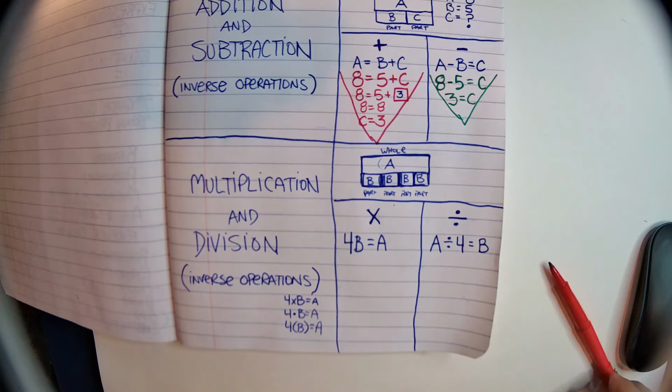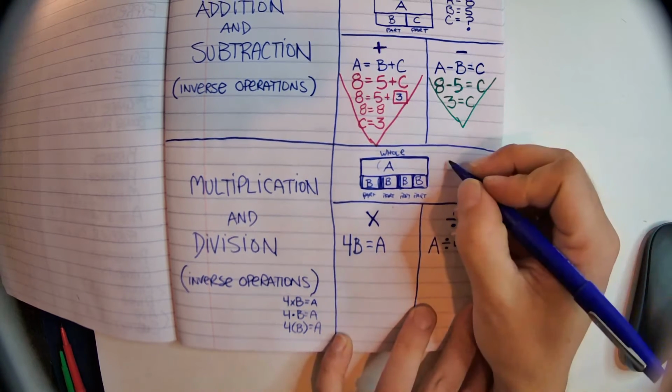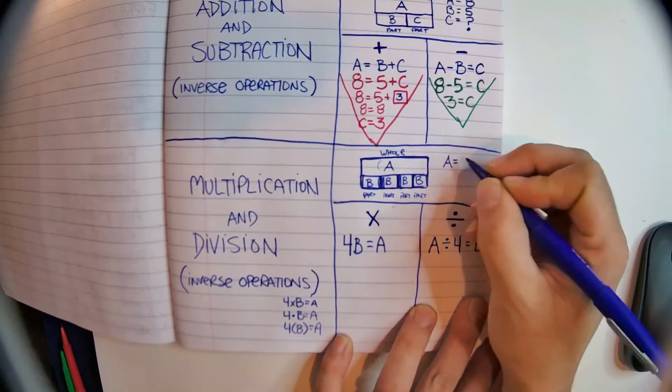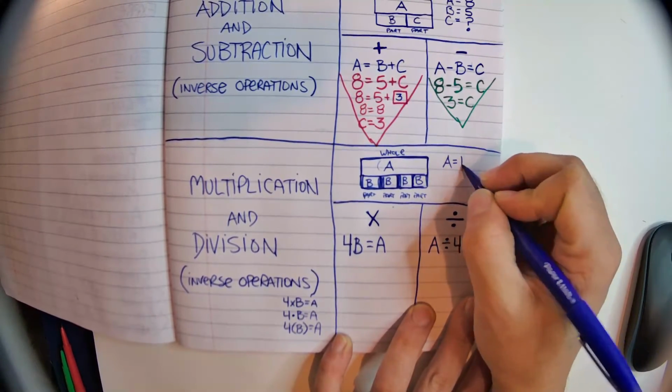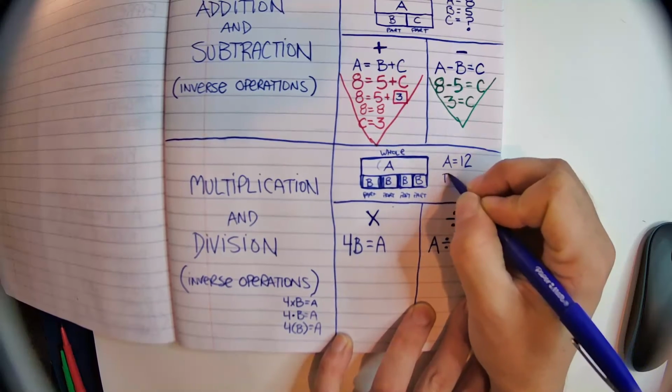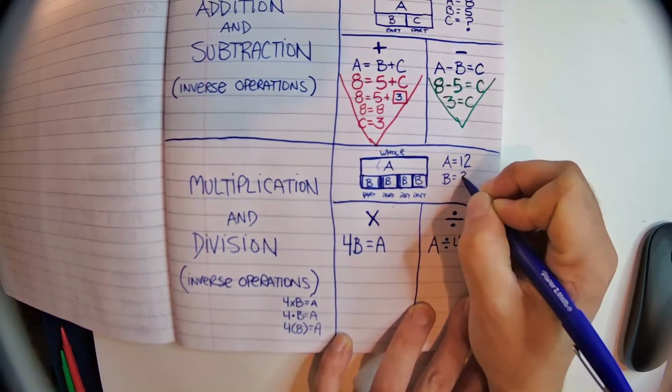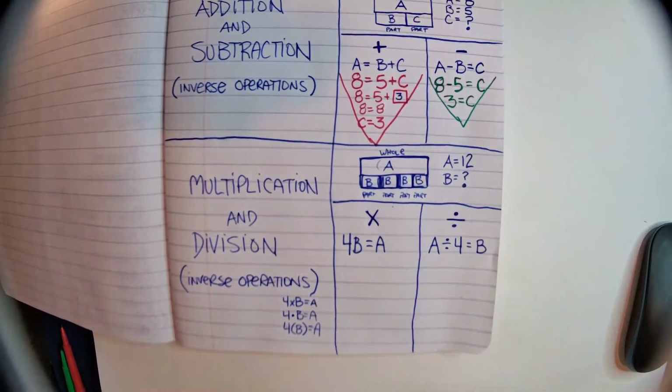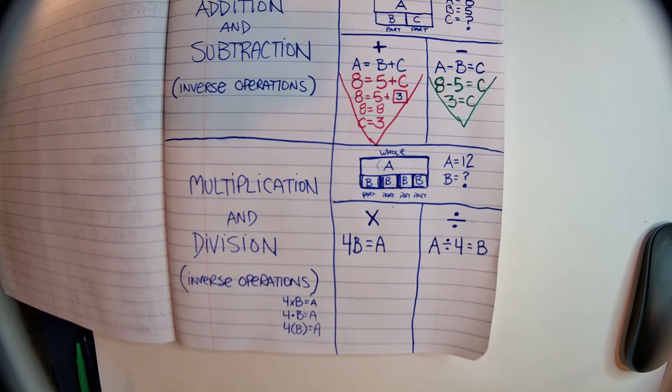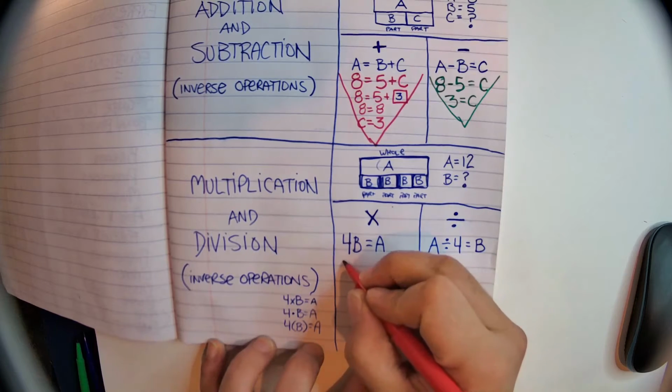So now let's actually take a look at this. Once again, we are going to assign some values to the problem that we're looking at. So on this one, let's say that all of a sudden we know that A is actually equal to 12, but we don't know what B is. In this situation, since we only have A and B, we only need one of those to solve for the whole problem.